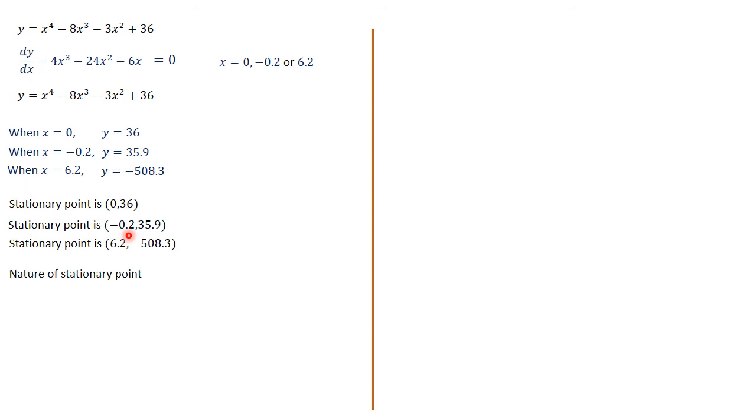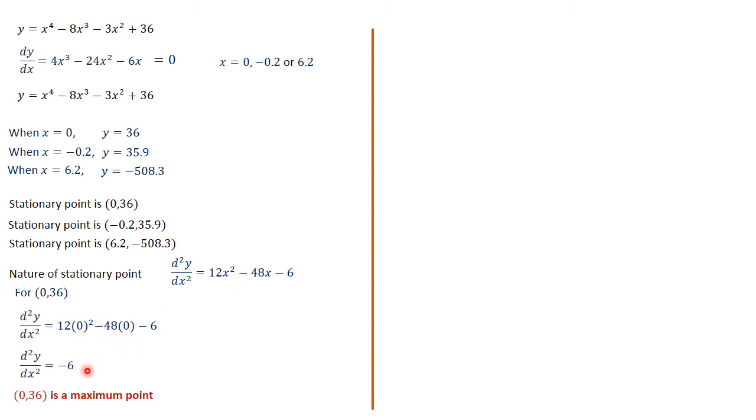So looking at the nature there, we subject them to the second derivative. The first derivative was 4x cubed minus 24x squared minus 6x. So differentiating that further, you get 12x squared minus 48x minus 6. Therefore, for the first stationary point, put x as 0 in this one here. So putting x to be 0, you get the answer will be strictly negative 6. Therefore, it's a maximum point. It's this kind of a thing here.